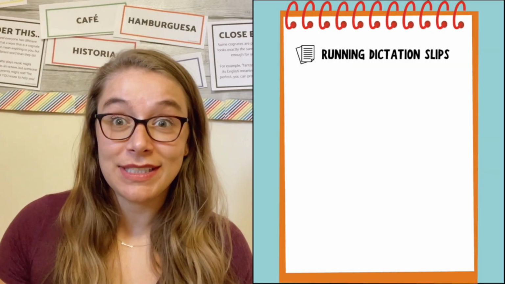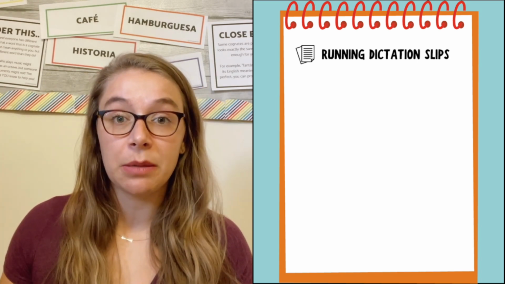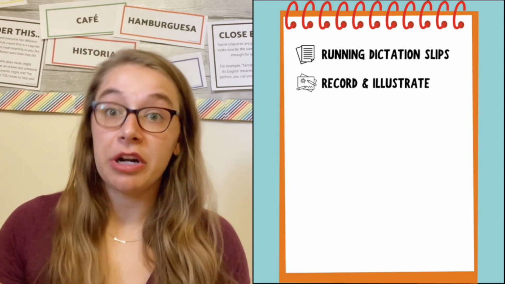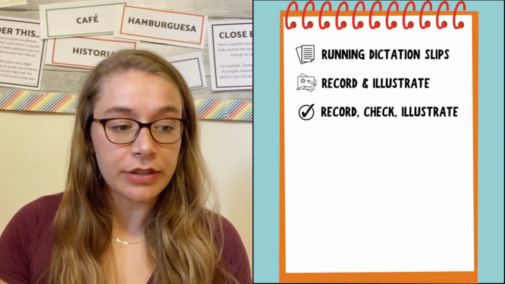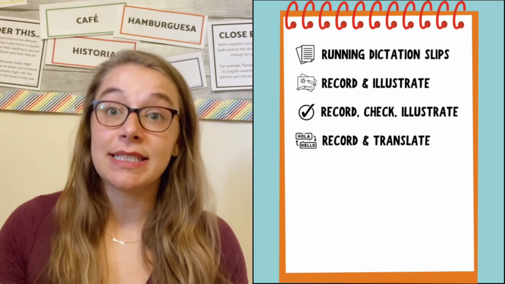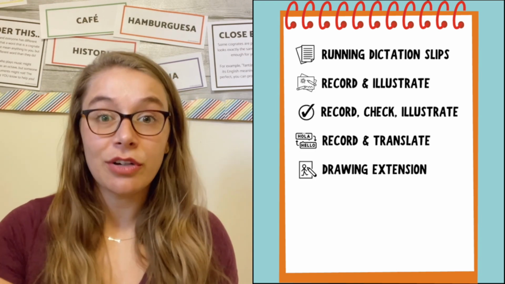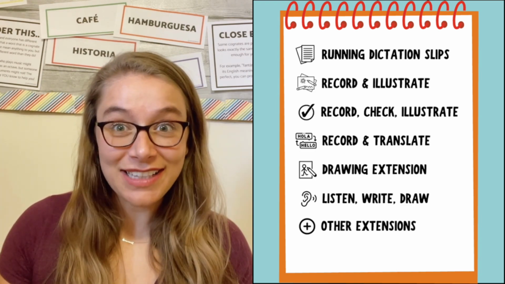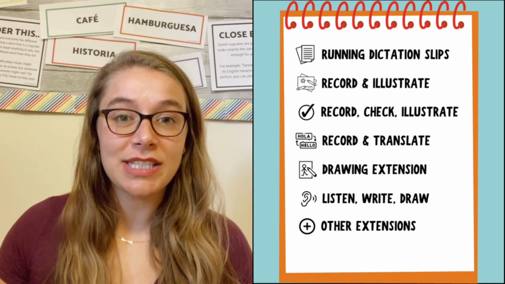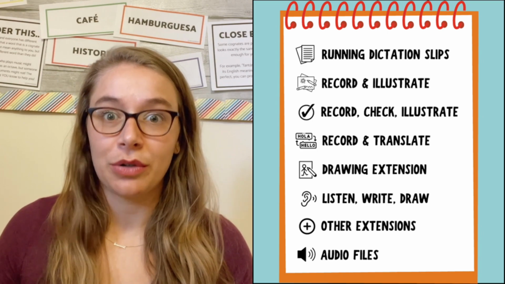The running dictation slips, in case you want to hang them up and have students do that active movement component. Dictation, where you record and illustrate. Dictation, where you record sentences, check for accuracy, and then illustrate. Dictation, where they record sentences and translate. Drawing sheet, which you can use as an extension after they've done a dictation activity. Listen, write, and draw sheets. Extension activities, in case you really want to stretch this out, plus the audio files, so that you don't have to read the sentences over and over again.